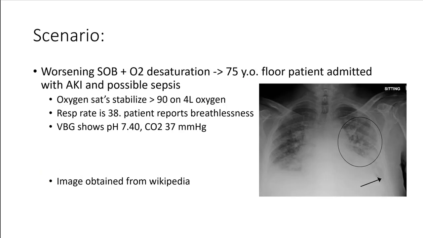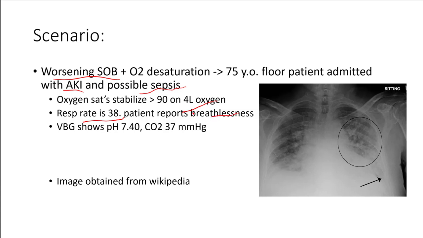We'll do a scenario here. You've got somebody who's increasingly out of breath, O2 sats are dropping, and it's a 75-year-old who was on the floor, which is why you were called. You know that they were thought to have sepsis from the note from earlier in the day, and they have an acute kidney injury. Once you get there, the nurses have titrated the nasal cannula to 4 liters. O2 sats are over 90%. Feel good about that. However, you look at the patient, the respiratory rate is 38. Patient looks quite out of breath, breathing pretty heavily.